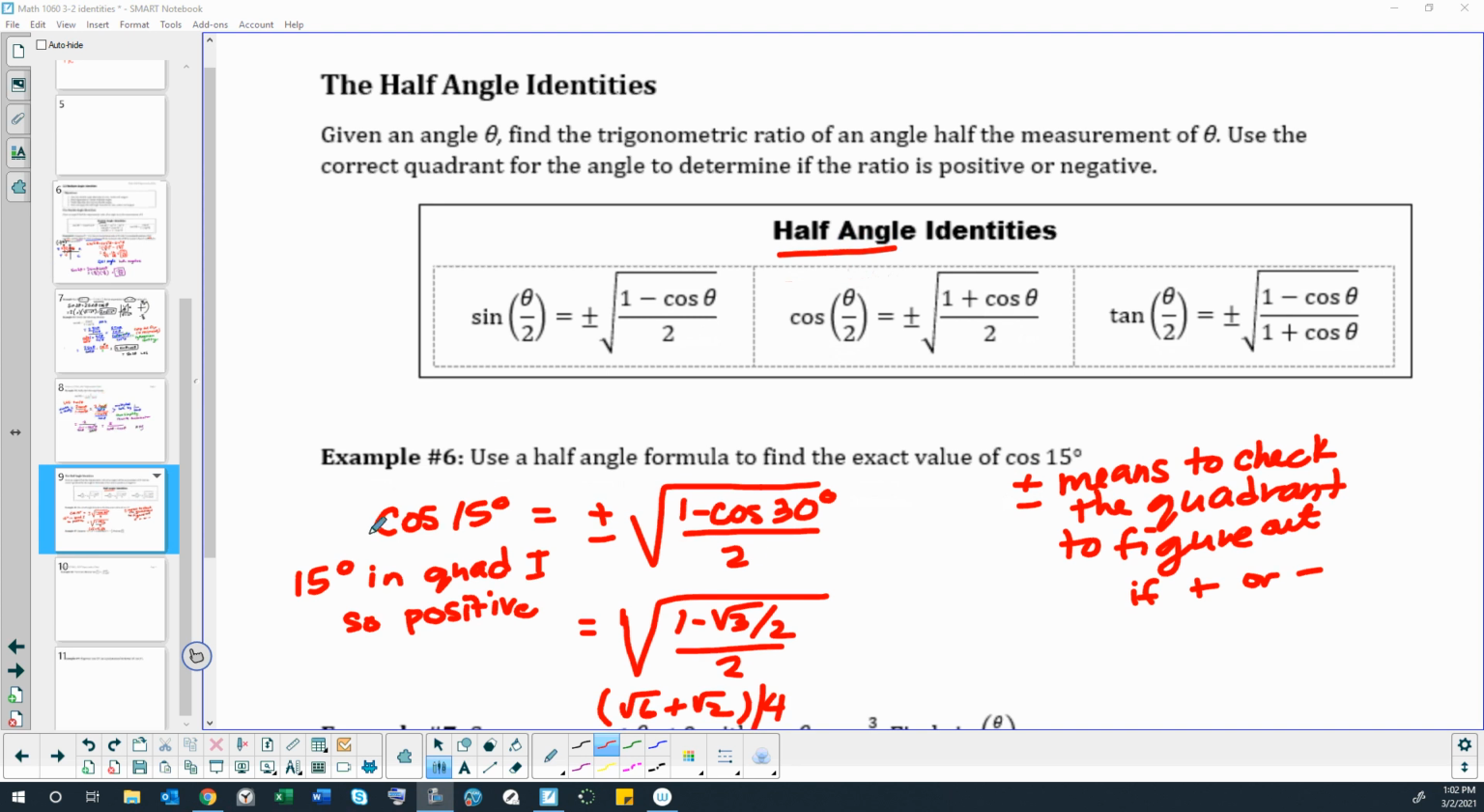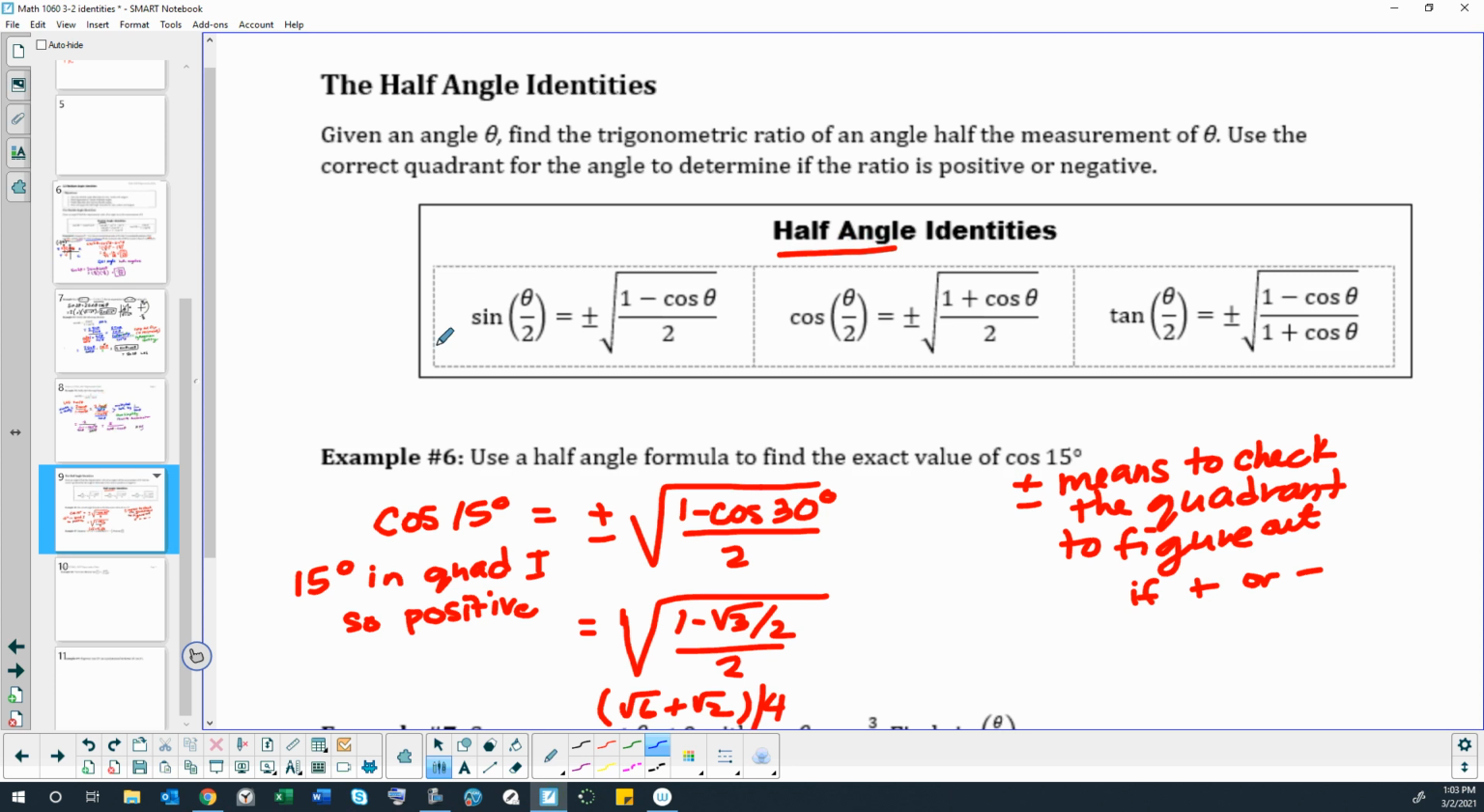Okay, so cosine of 15 degrees. 15 degrees is obviously a quadrant 1 angle, so it's going to be a positive ratio. So we don't need our plus or minus, we just need the positive answer. We take our cosine formula, which I just realized I wrote wrong when I started this problem in class.